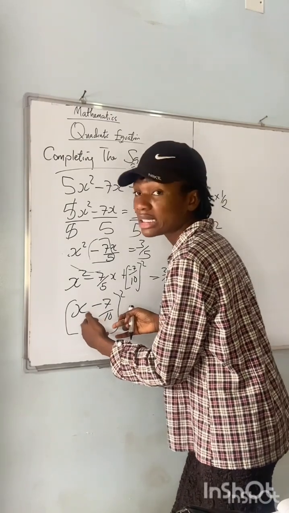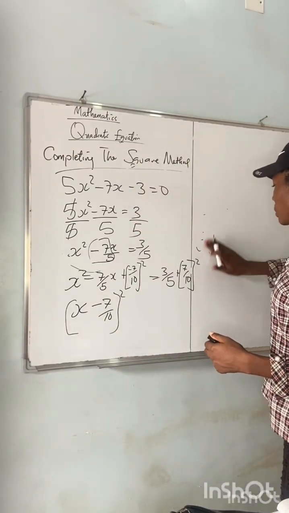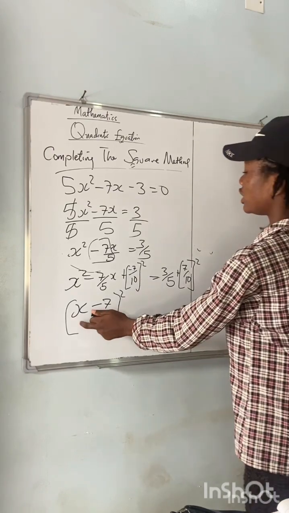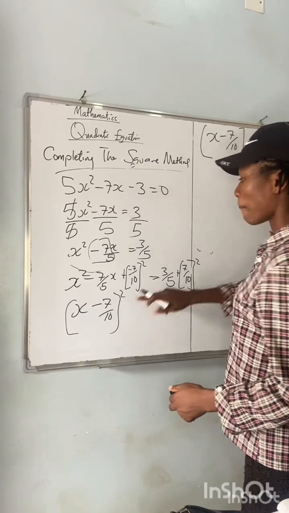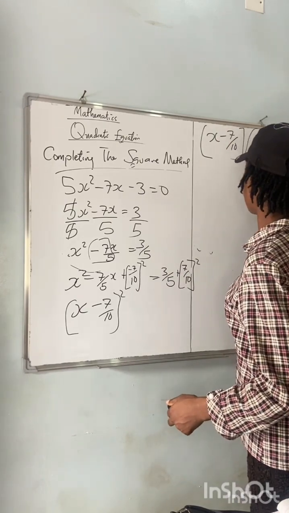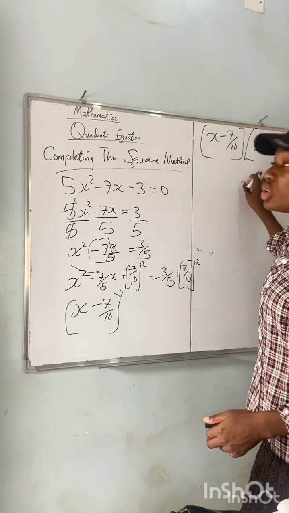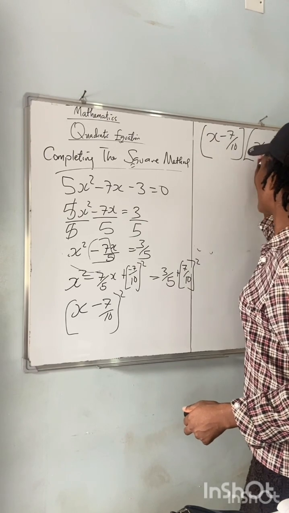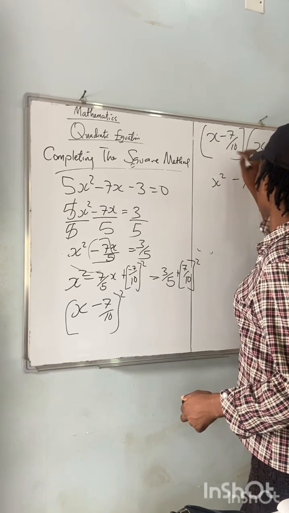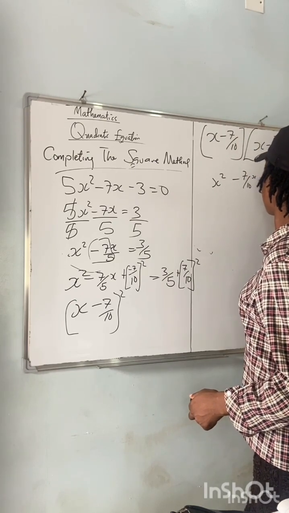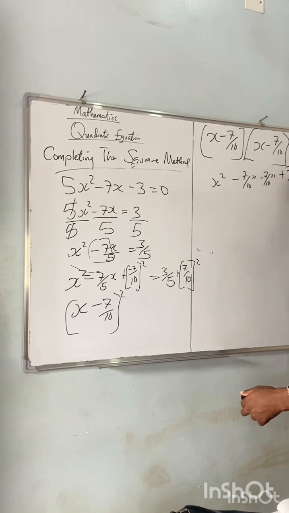If we're able to expand this, I'm going to briefly show what I mean by this. Now x minus 7 over 10 squared, square means two of it, x minus 7 over 10 multiplied by each other. So expanding, we'll have x squared minus 7 over 10x, then we have minus 7 over 10x, and then lastly we have plus 7 over 10.